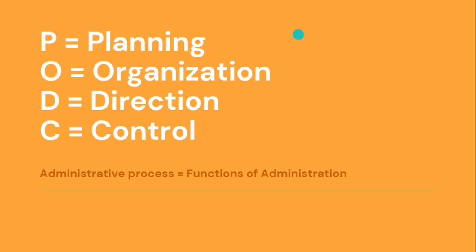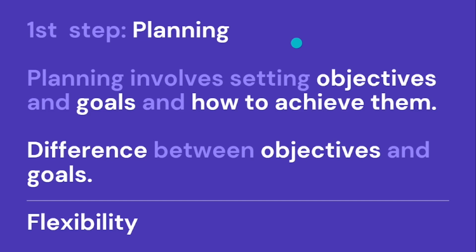So let's see the differences between these four terms. The first step is to plan. Planning involves setting objectives and goals and how to achieve them. Some people confuse goals and objectives. They treat objectives and goals as synonyms, but there's a small difference between them. Objectives are what you want to achieve, and goals are the specific activities, the specific tasks that you set so that you may be able to achieve your objectives.